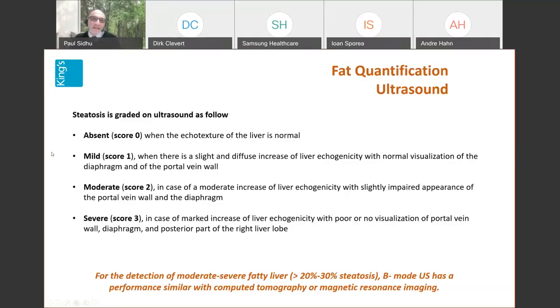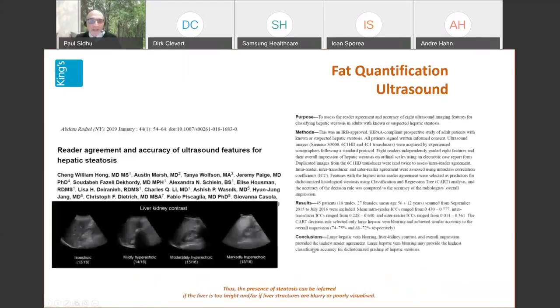Now, you can imagine if someone's trying to reduce the fat in the liver, this sort of score is not helpful to tell you whether or not you're being successful.